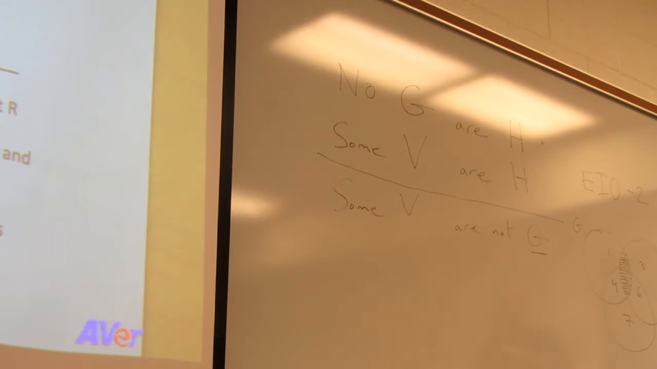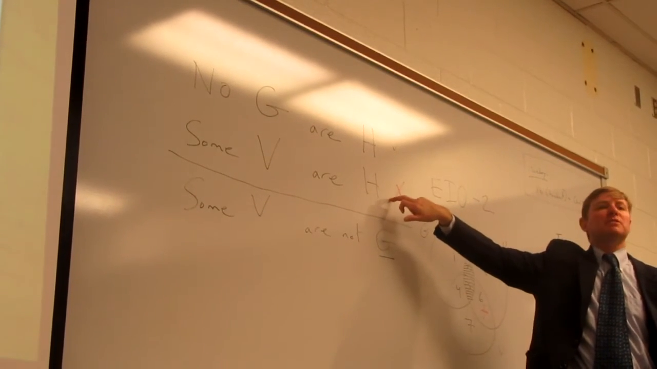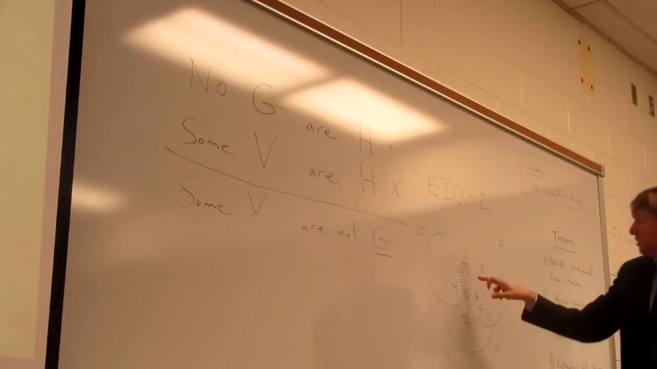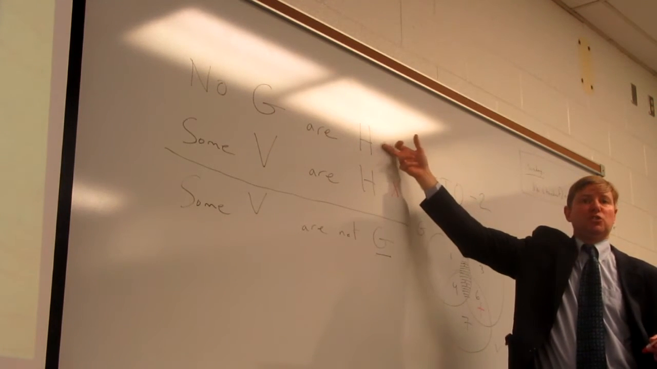For some V or H, what am I going to do? Yeah, I'll be placing an X. There's only one place I can put it: 6. That's some V that's H. 5 was also some V that is H, but it's shaded away, so that's out of play at this point. If you had made the mistake of attempting to diagram this premise first, you would have erroneously put it on the line and then had to go back and change it once you did this.